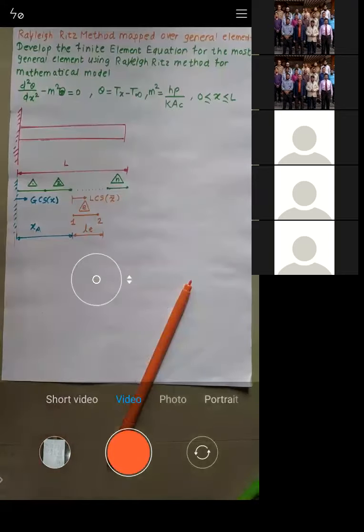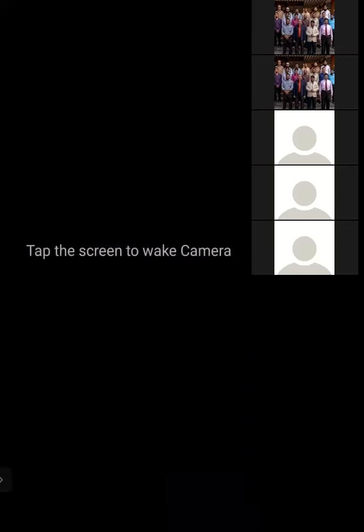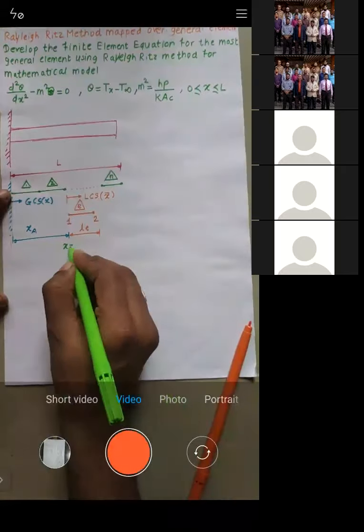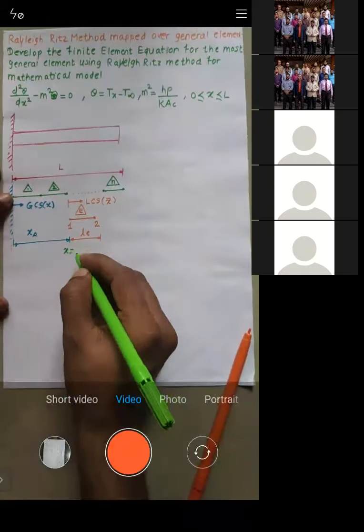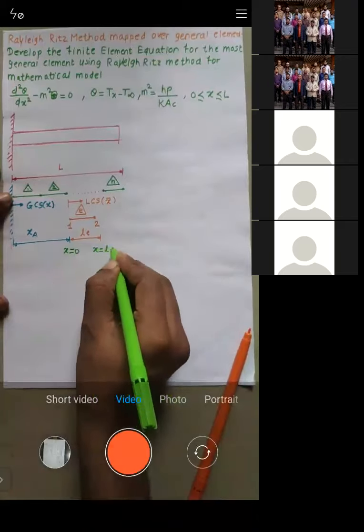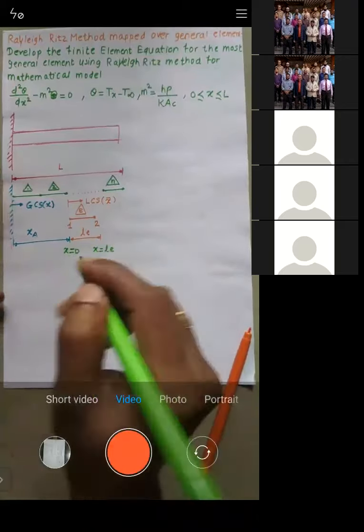Is it okay or not? Let me know. Now see, try to understand here. If the value of X is 0 here, then what is the value of X here? It's LE. X here is 0, X here is LE.